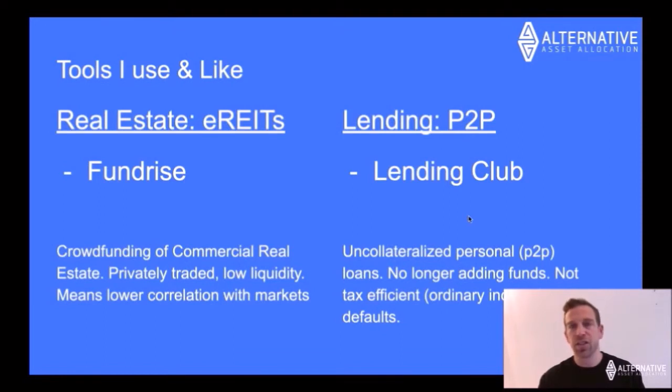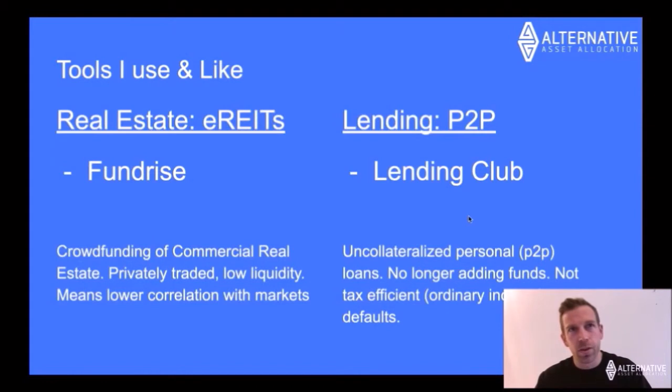Next is lending. So peer-to-peer, uncollateralized personal loans. For this, I was using Lending Club. I'm no longer adding any more funds to this. Most of these were 3-year personal loans. They're uncollateralized. They're taxed as ordinary income. So from an after-tax perspective, for the amount of risk you're taking with these, it didn't really seem worth it in my opinion.